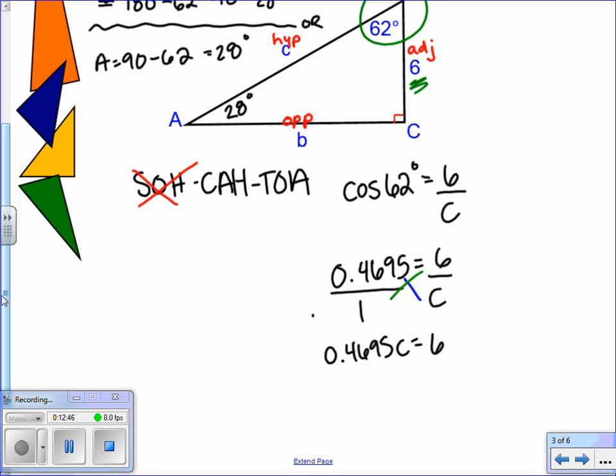And then how do you get C all by itself? Divide. So you're really dividing 6 by the cosine of 62, which we got as a decimal. So then we'll divide by 0.4695. And what is C? 12.8.